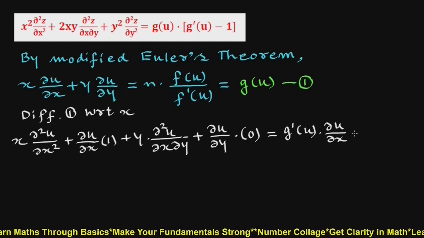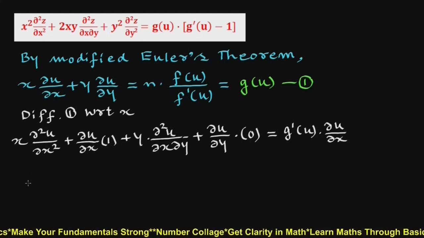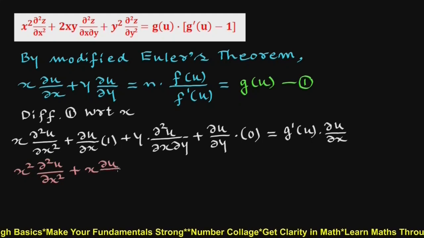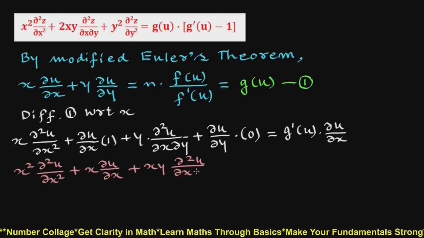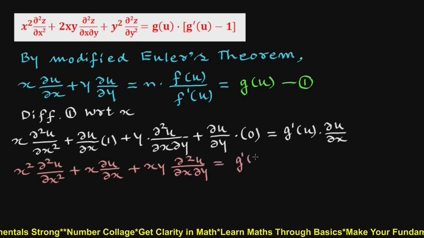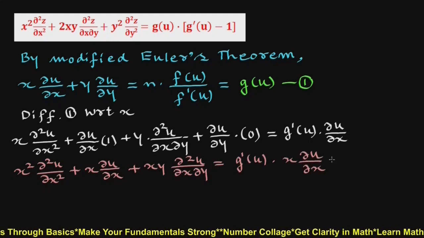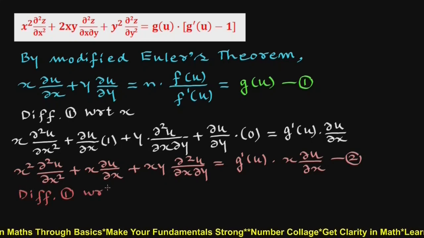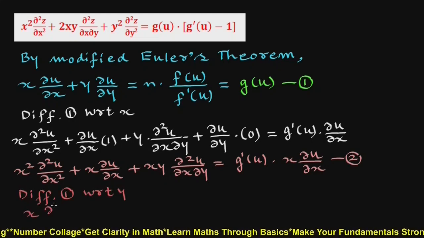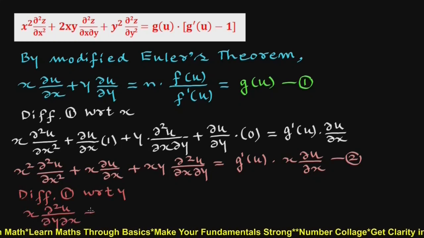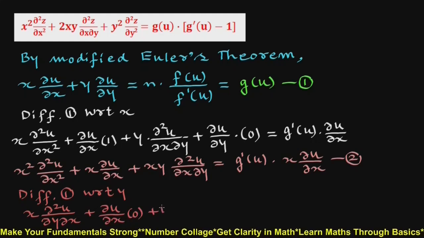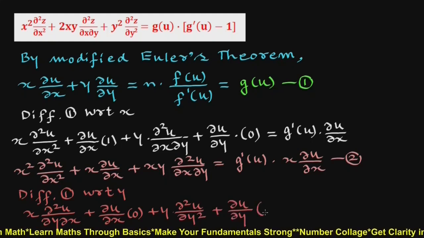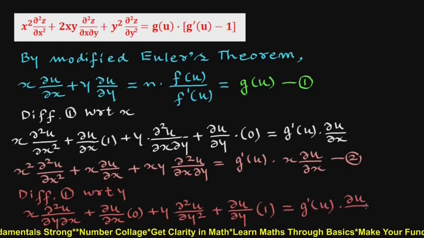We will multiply this by x and simplify it so as to get x² ∂²u/∂x² + x ∂u/∂x + xy ∂²u/∂x∂y equals g'(u) times x ∂u/∂x. We name this 2. Next, we partially differentiate 1, this time with respect to y, and get x ∂²u/∂y∂x + ∂u/∂x × 0 + y ∂²u/∂y² + ∂u/∂y × 1 equals g'(u) times ∂u/∂y.